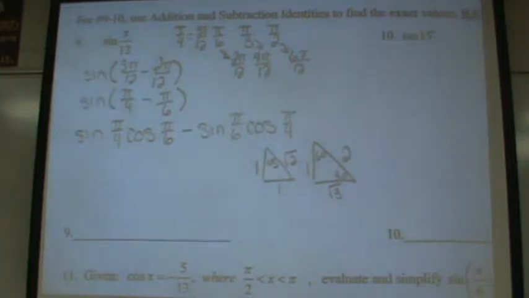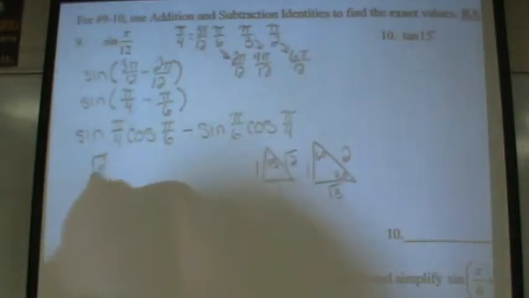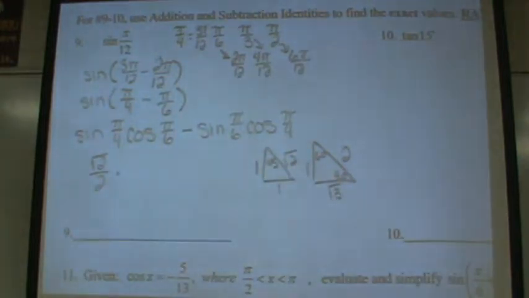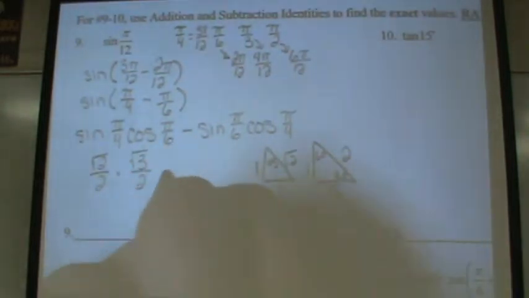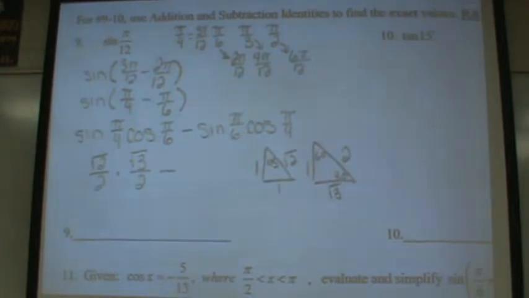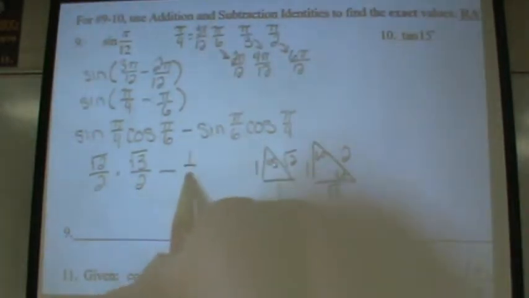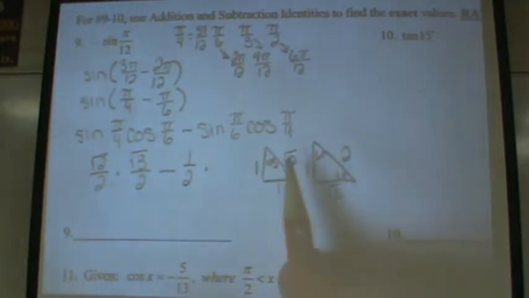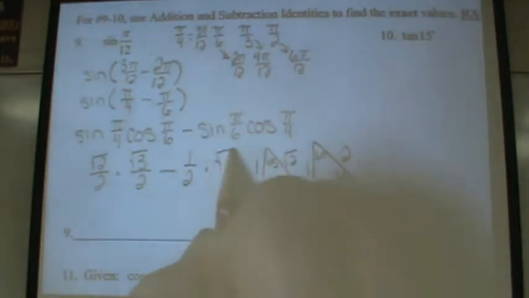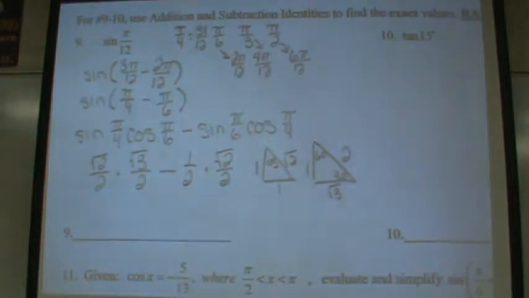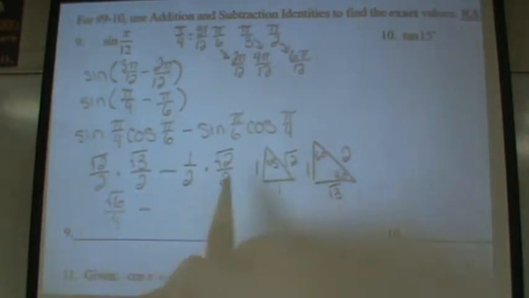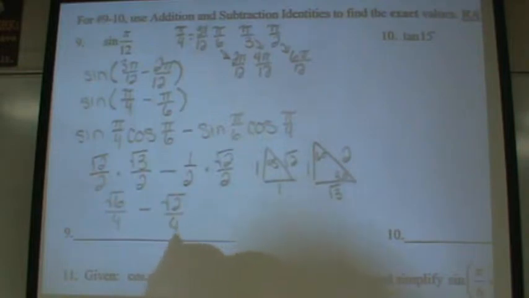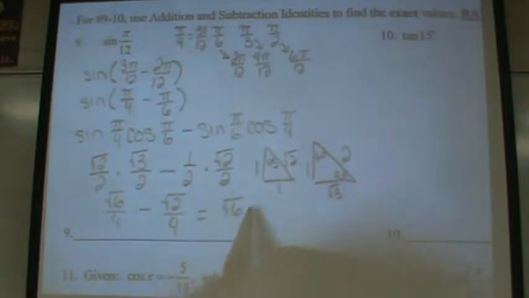So sine of pi over 4 is root 2 over 2, multiplied by cosine of pi over 6, which is root 3 over 2. And then we're subtracting sine of pi over 6, which gives us 1/2, multiplied by the cosine of pi over 4, which again is root 2 over 2. When we multiply across, we get root 6 over 4 minus root 2 over 4, which we can combine to equal root 6 minus root 2, all over 4.